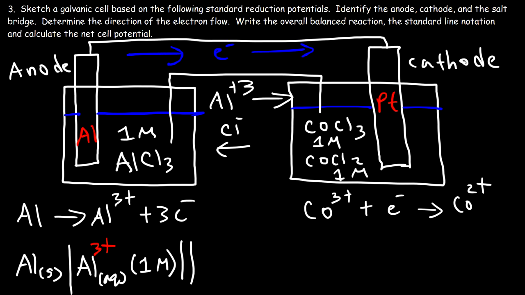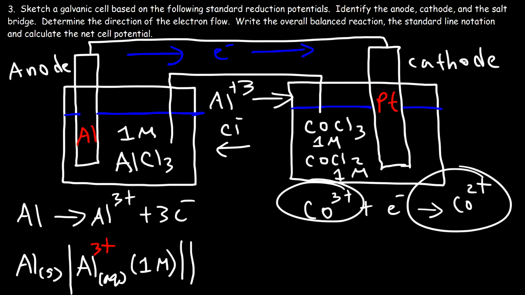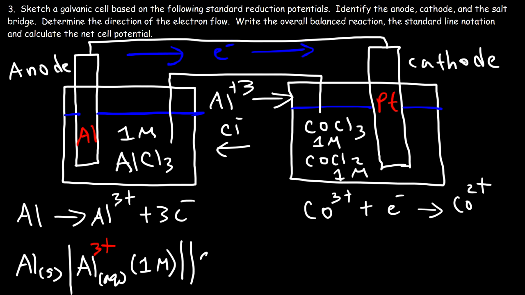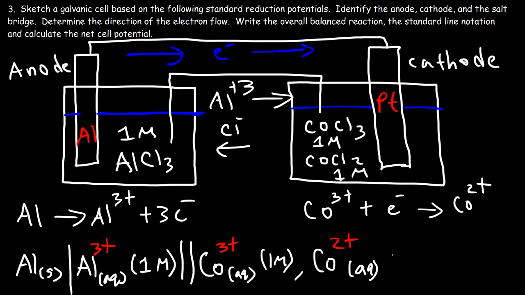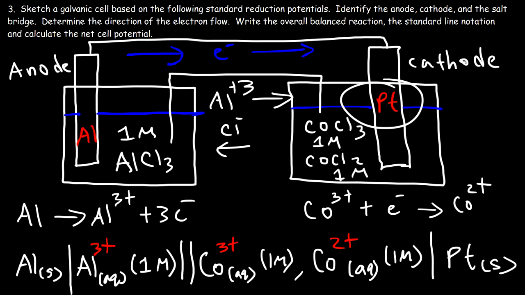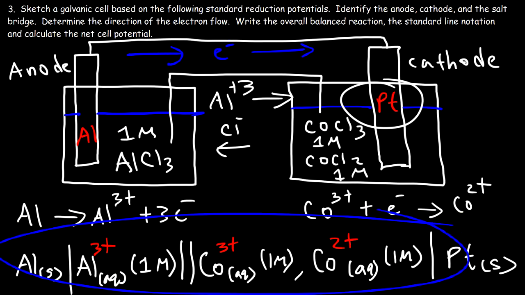So now, on the cathode side, we have two things that are part of the reaction and in the aqueous phase. So we're going to have a cobalt 3+ with a concentration of 1 M, and then a comma to separate it from the other one, cobalt 2+ with a concentration of 1 M as well. And then we need a vertical line, and then we need to write the cathode material, which is platinum metal. So that's the cell notation for this example.